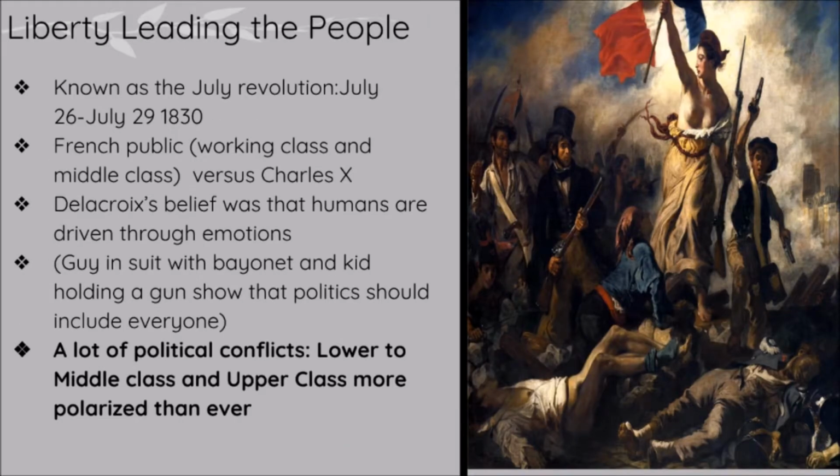A few years later, in 1830, France was going through another time of conflict. The middle and lower classes were not happy with the actions of King Charles X, and it didn't take long for revolution to occur. They called it the July Revolution, because it was a revolution that happened in July. Very creative, France! This revolution was depicted in Eugène Delacroix's Liberty Leading the People.